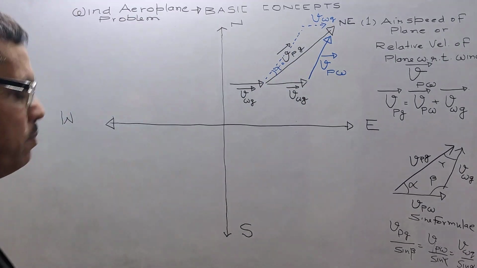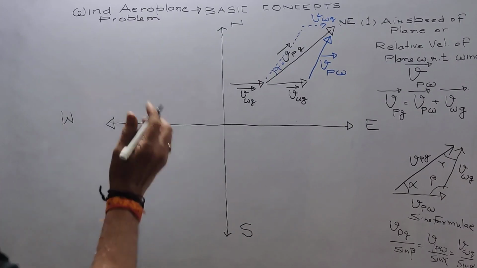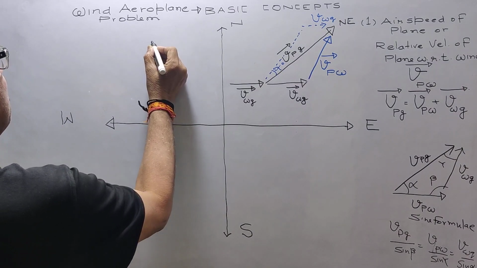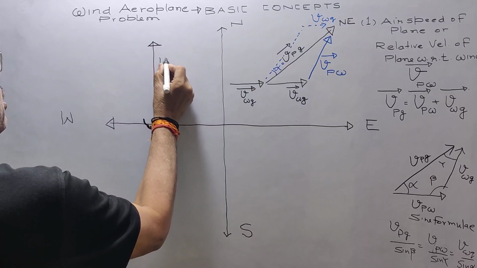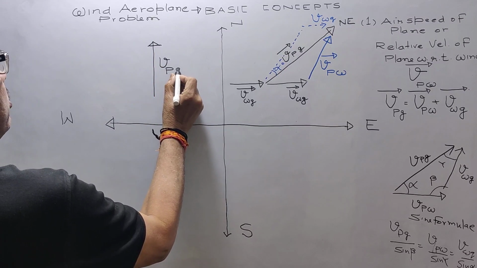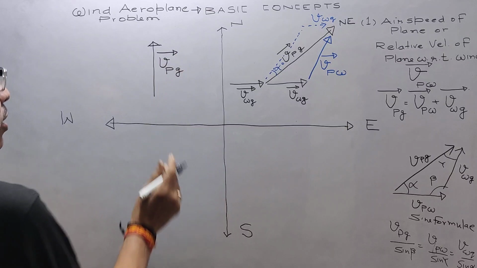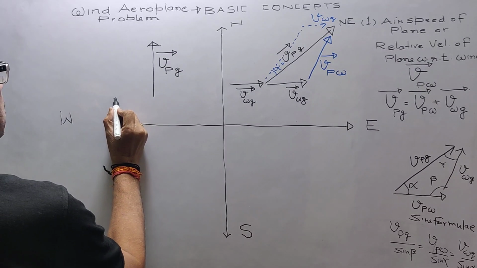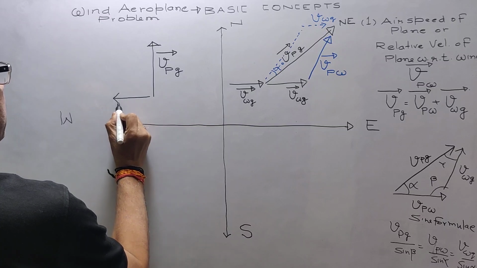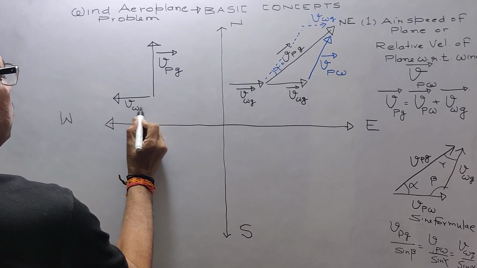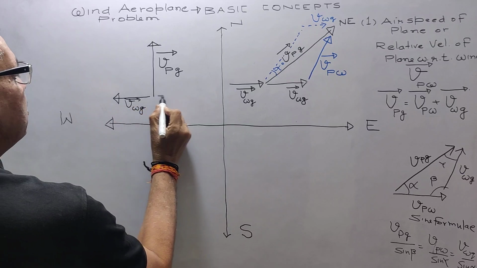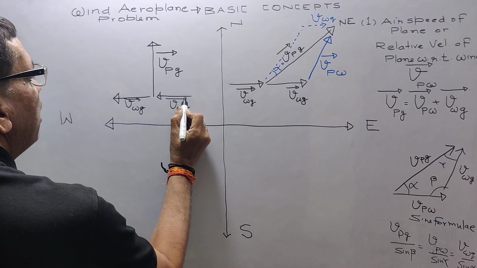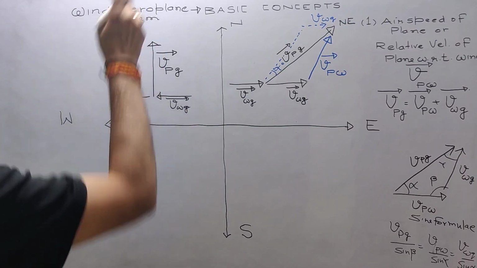Let us take another example. Suppose a plane has to land in north direction. Suppose I say a plane has to land in this direction, north direction. So this gives you the actual velocity of the plane with respect to ground. Let us say wind is blowing towards west. Now if I say wind is blowing towards west, this will be representing the wind velocity with respect to ground, or I can say this might represent VWG. Now in which direction should the pilot take the plane to reach in the north direction?